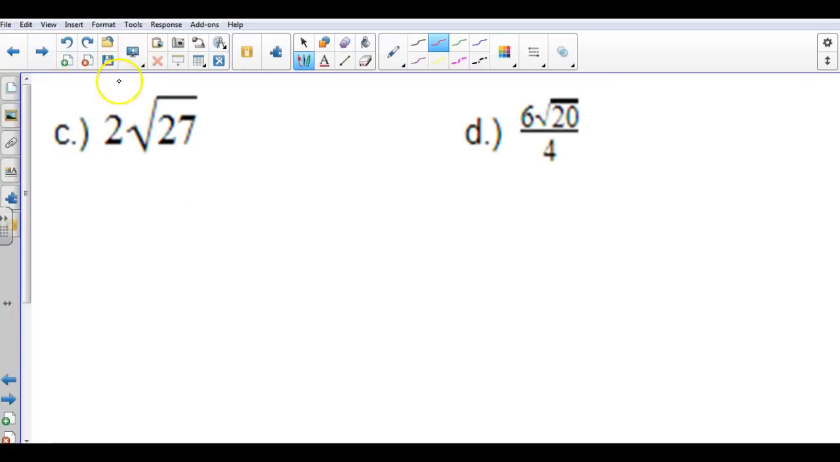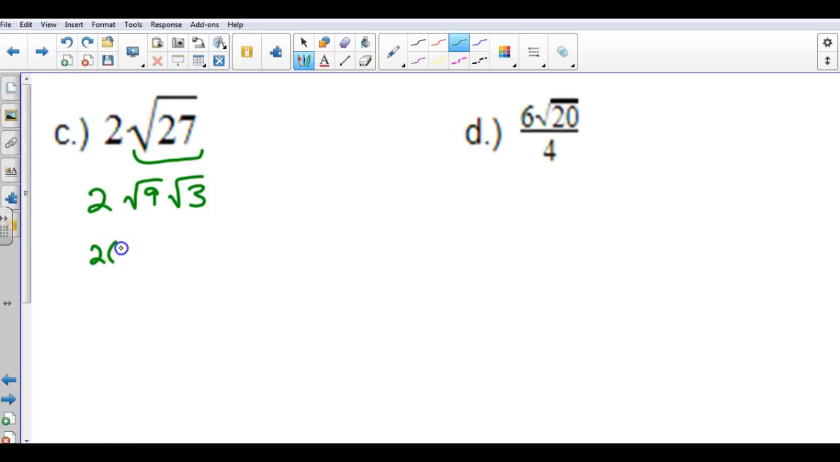So on to these next couple. With this next example, I have a 2 on the outside of this, and all that that's really going to do is turn into a multiplier. So I'm going to first figure out the largest perfect square that goes into 27, and that is going to be 9. And 9 goes into 27 3 times. So 9 times 3 is 27. I'm also going to bring that 2 down so that I don't forget about it. So the 2 just drops down.